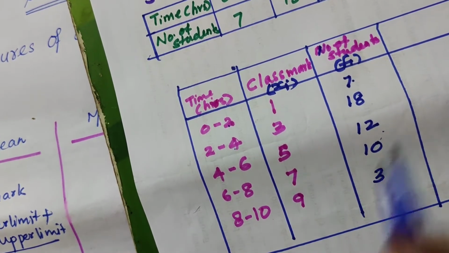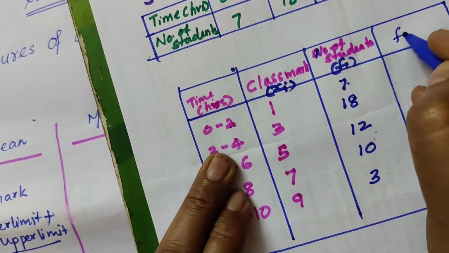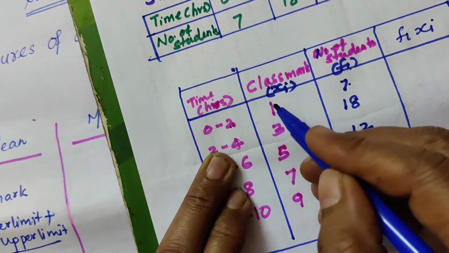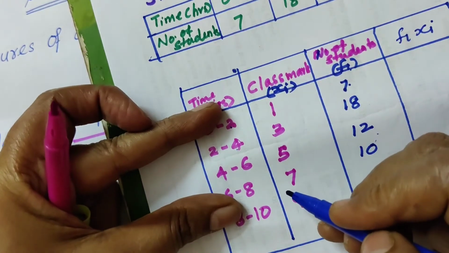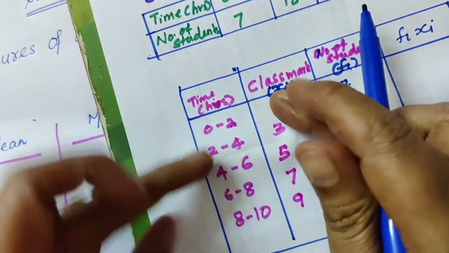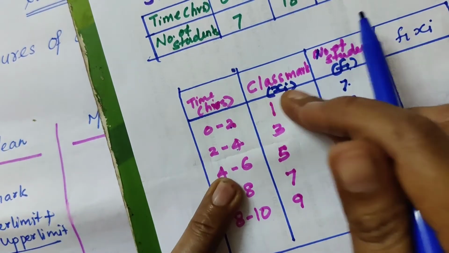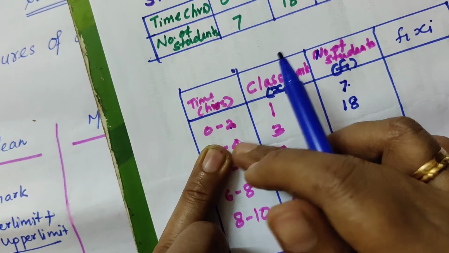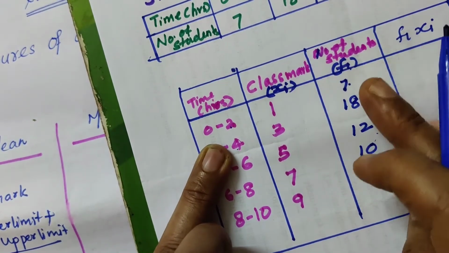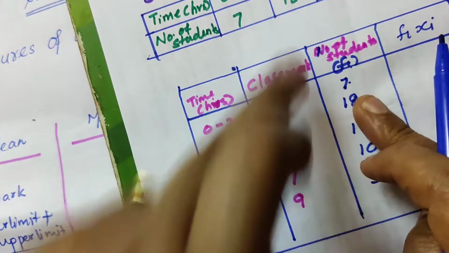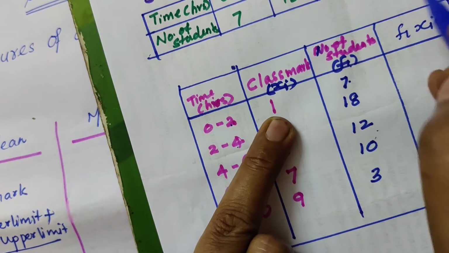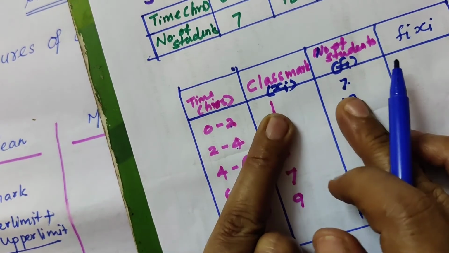Now the next step is fi xi, we should find it out. Fi xi means fi into xi. Fi we took from the question, and xi we got from this column, that means from the classes. Class mark we got from the classes, and the number of students we got from the question. Then fi xi means fi into xi, the product of these two columns.